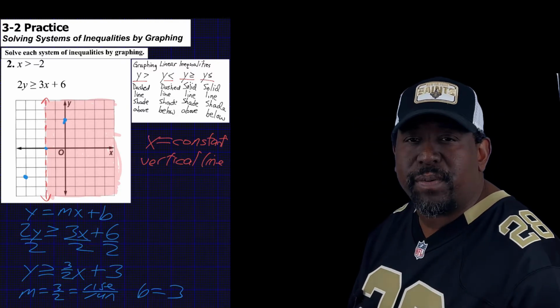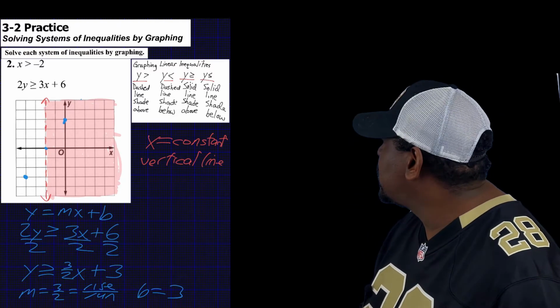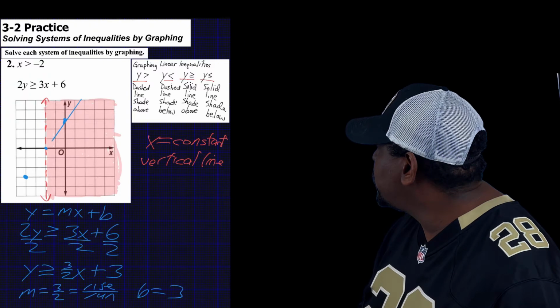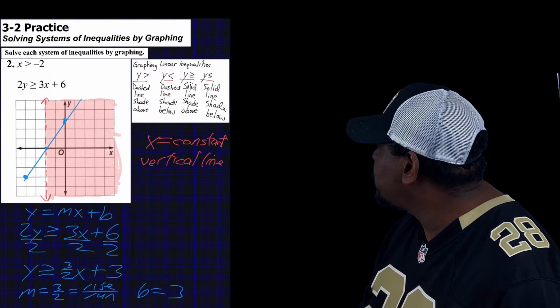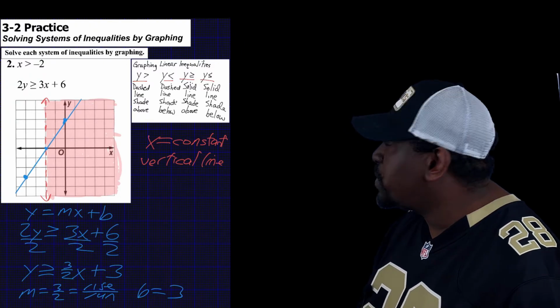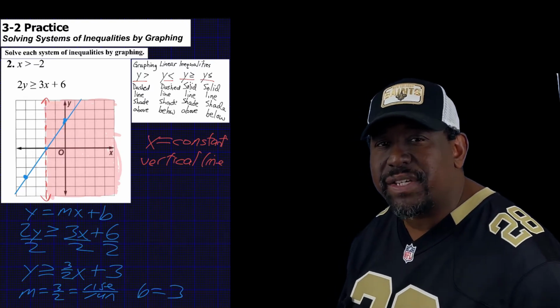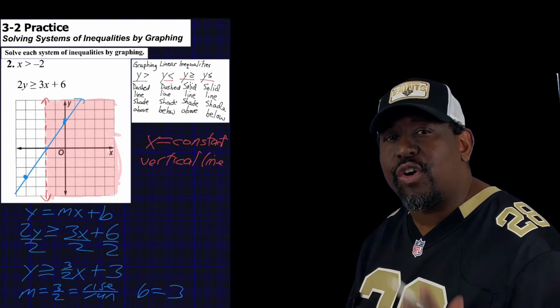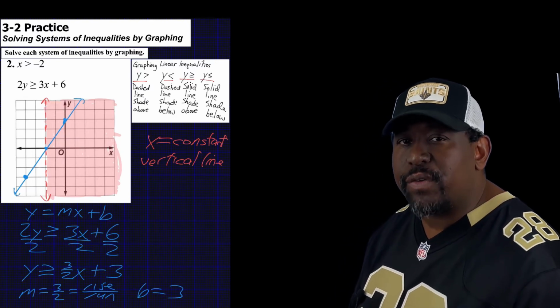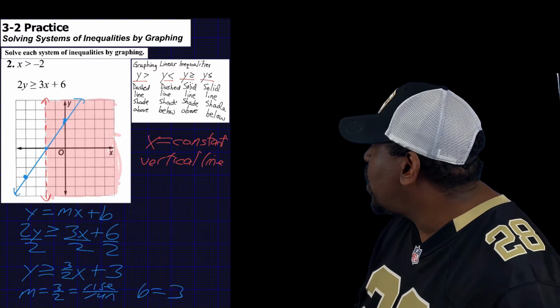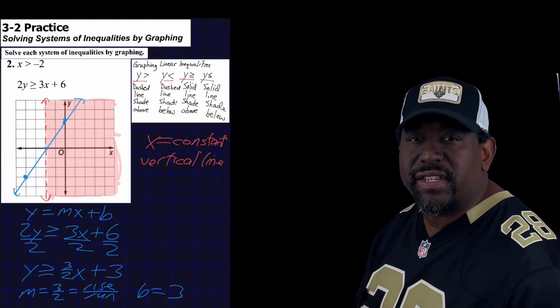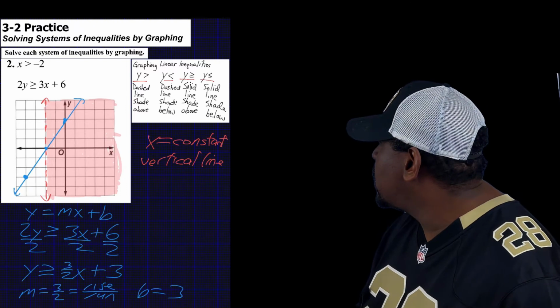And that should pop up on the screen any second now. So there we go. There's our line. We want to put arrows at the end of the lines because we know that these lines go on indefinitely in both directions forever. So we always have to put arrows at the end of our lines in both directions.